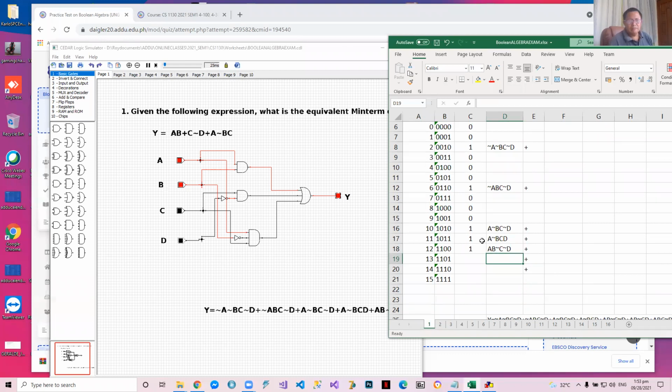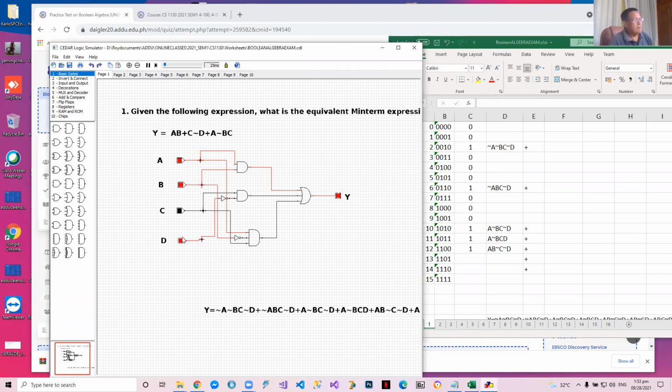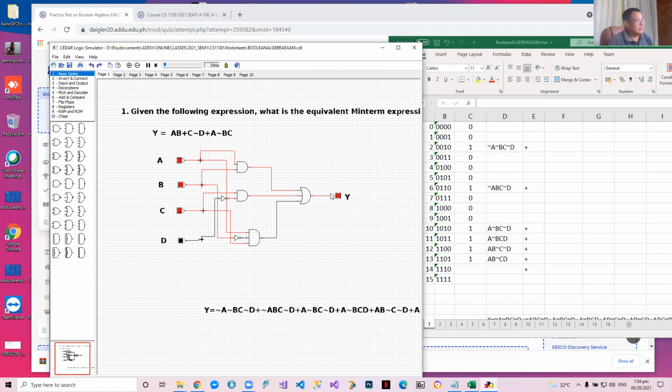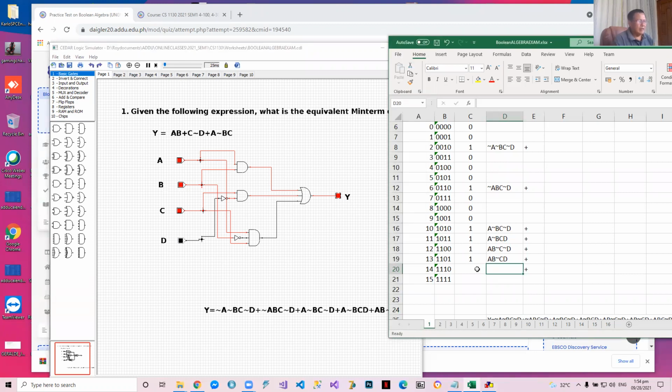Any questions? All right. So we have 1, 1, 0, 1. This is another min term. We have A, B, not C, D. Any questions? And then we'll have 1, 1, 1, 0. This is also another one, so we'll have another min term. This is a one, so we'll have A, B, C, not D.